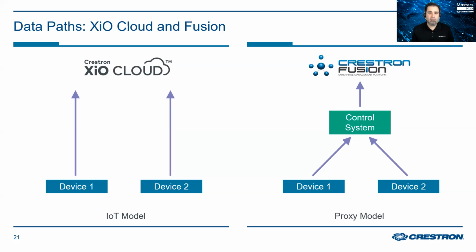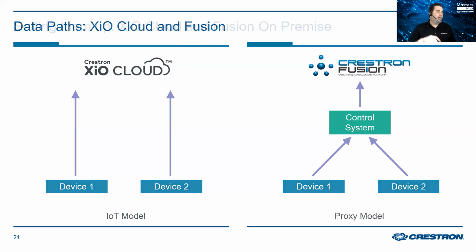The control system, in most cases, is the proxy to Fusion. Okay, that is, the device will interact with the control system. The control system will gather all that stuff and funnel it up to Fusion, whether in the cloud or on-premise. Okay, it's really key that those fundamental architectures are kept in mind when we start thinking about, well, when will Fusion become Xio? When will Xio become Fusion? Okay, they work in fundamentally different ways.